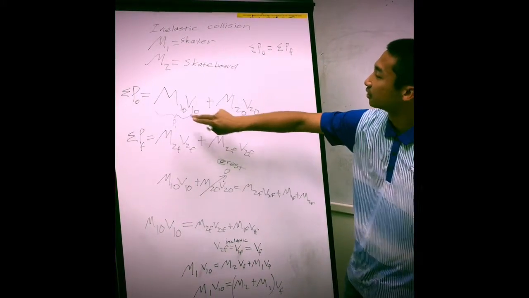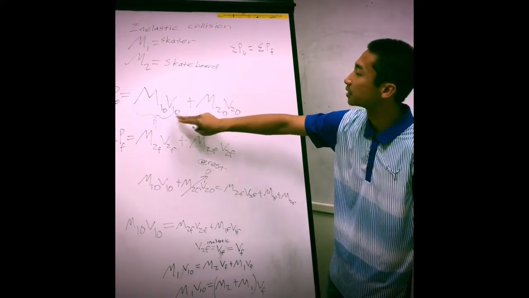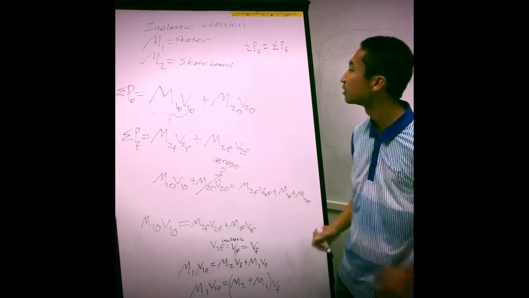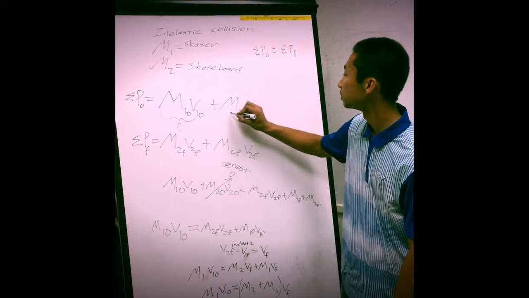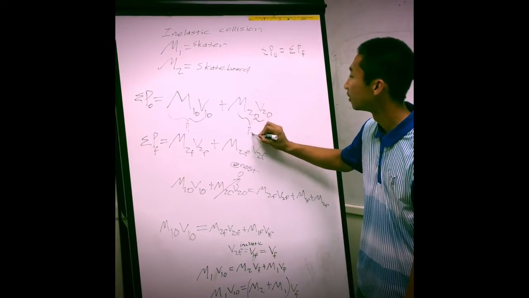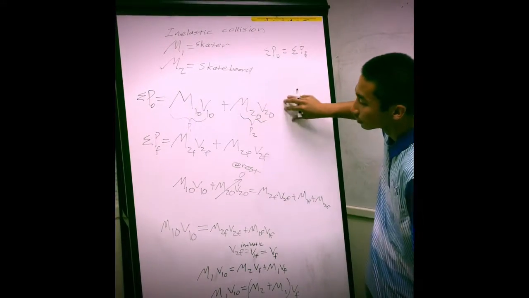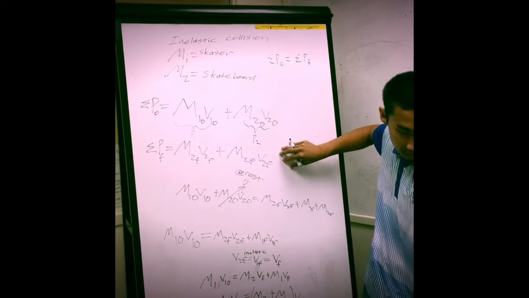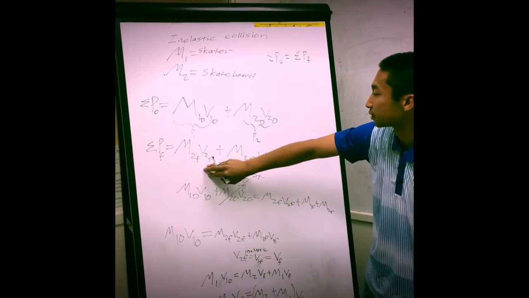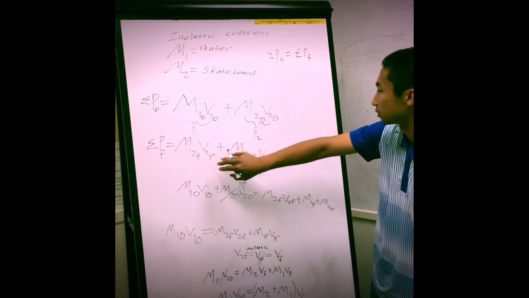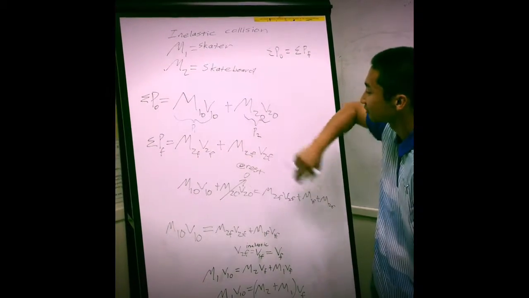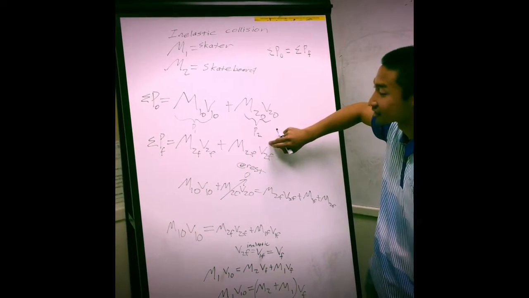So m1 v1 is momentum 1, that's how we're going to denote momentum 1. m2 v2 is momentum 2, and that's all the initial. And the final, same goes. Mass times velocity, final of the skater himself and the skateboard itself.